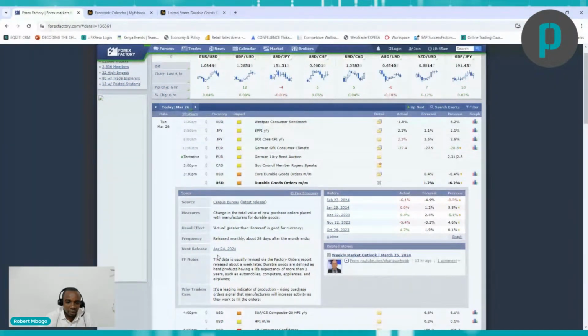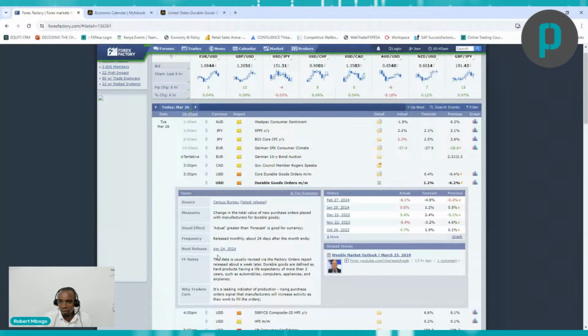So when there is an increase in the purchase orders, it means the economy is doing so well that orders are coming in strong, right? And so that strengthens the dollar. However, if there's a reduction in the purchase orders, then it means the US economy is not doing so well, right? So that could have a negative effect on the economy.